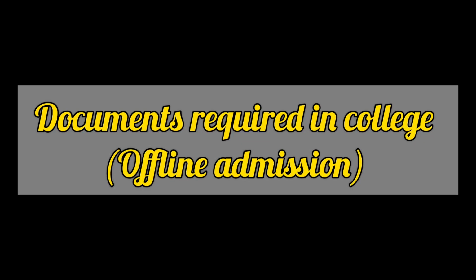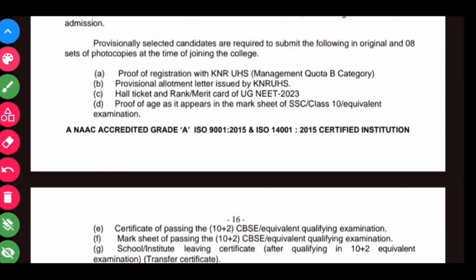All the documents that we have discussed till now are the main documents that you should have, but still let's talk about the documents that you will require when you finally come to college. So let's start with the first one. It is the proof of registration with KNRUHS. After the registration is done, you have to download that form. Keep a print out of it. Then you'll receive a allotment letter. Then of course your NEET exam hall ticket and the merit card, both of it.